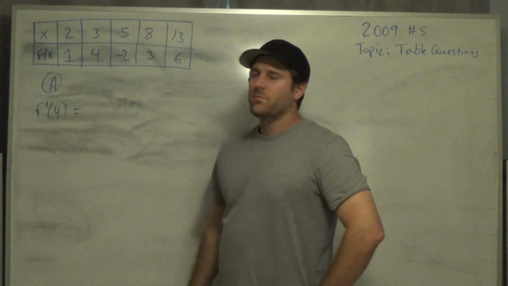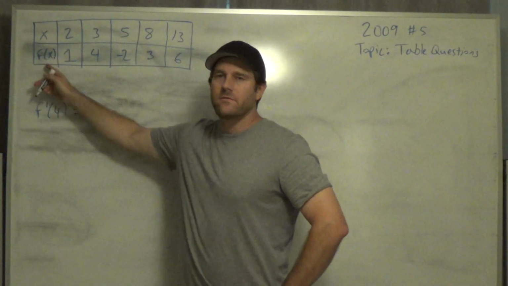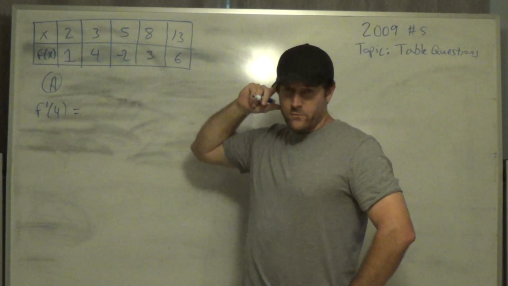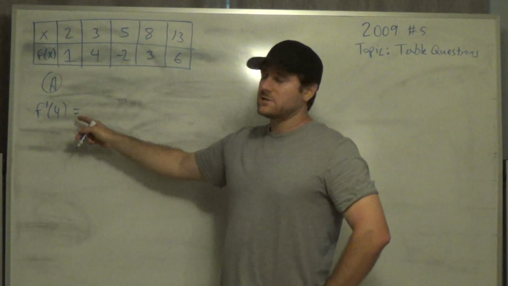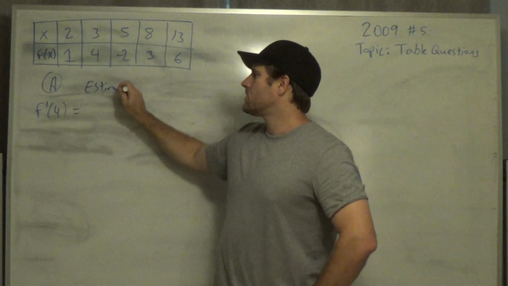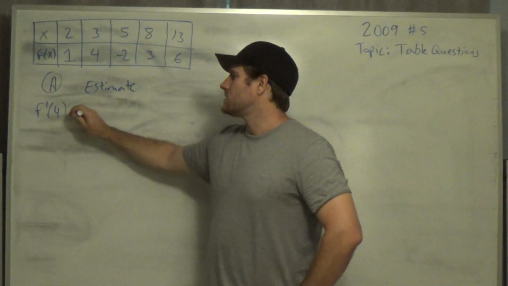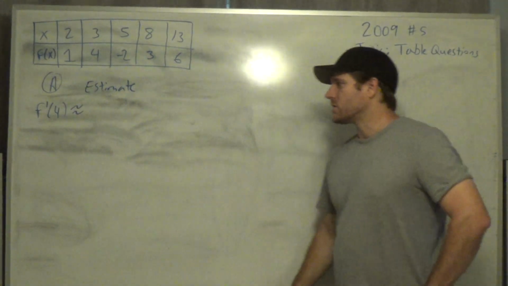They ask you to find f prime 4, and there's not even an f. This is x and f of x. F prime 4. But here's the thing. They actually don't ask you to find f prime 4. They ask you to estimate f prime 4. Now I've explained this already several times in many videos. I'll just do it really quickly.